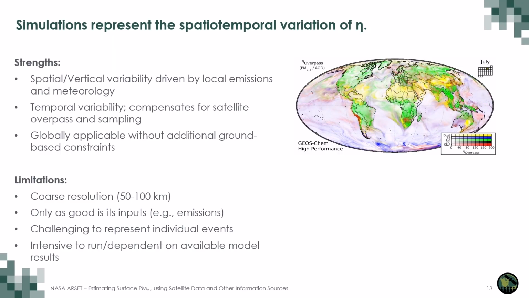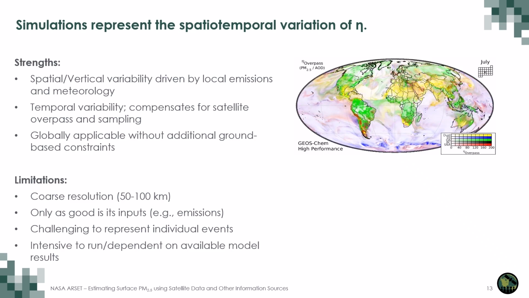You can see how the spatial and vertical variability impacting eta is captured via the model's response to emissions and meteorology. Temporal variability is also captured, which can have advantages when compensating for satellite overpass times and sampling. And also quite clear is the global applicability of this approach when compared to limiting yourself to just those locations that have dense ground-based observations.